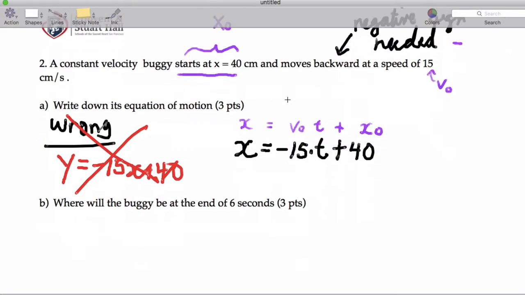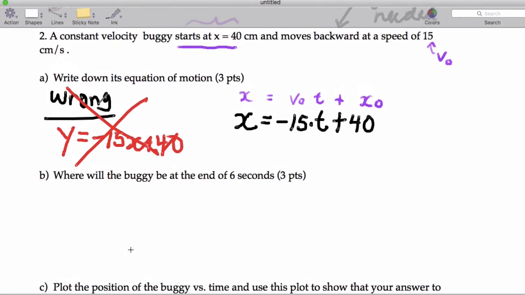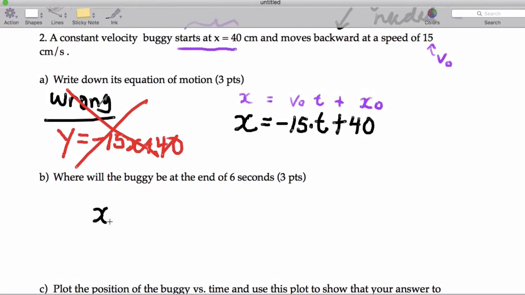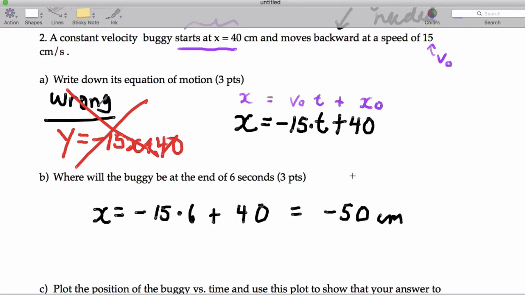Now, when I ask you where will the buggy be at the end of 6 seconds, we're going to go ahead and plug in the numbers. So x equals negative 15 times 6 plus 40. So we actually end up 50 centimeters behind the beginning ruler mark.